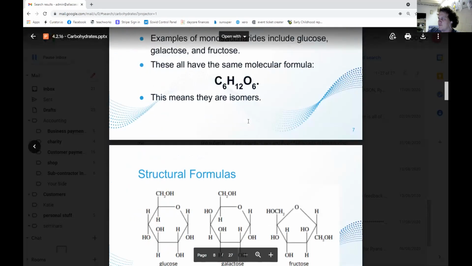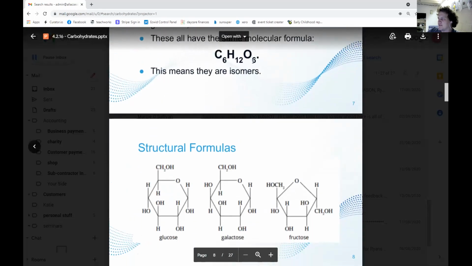So Jacob, the monosaccharide formula is C6H12O6. So all these three have the same molecular formula. What's the difference? Obviously fructose is completely different, but glucose and galactose, anybody spot the difference? I would definitely want to be able to do this before your exam.